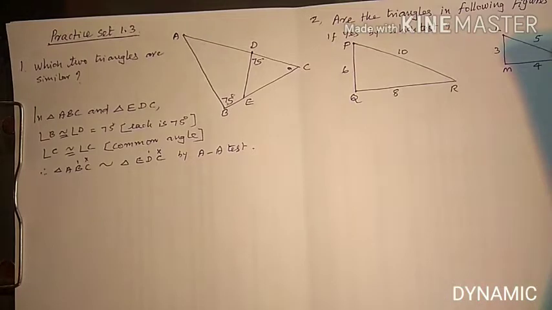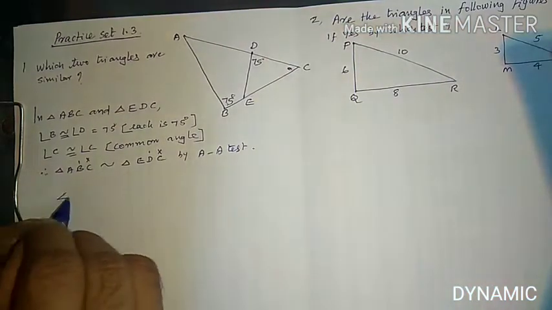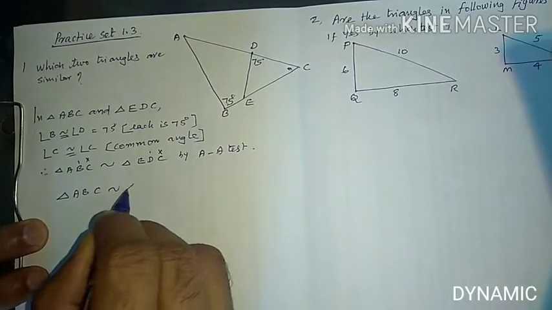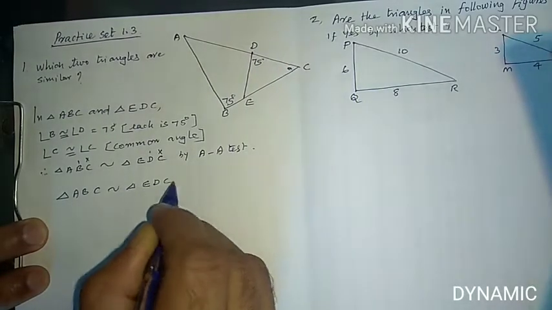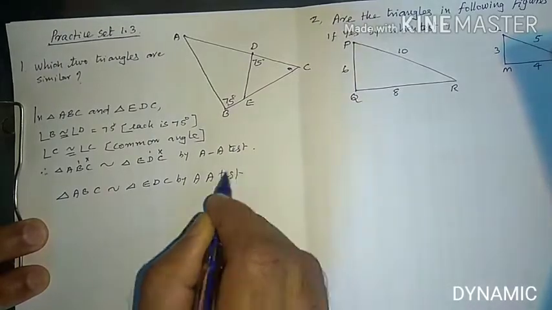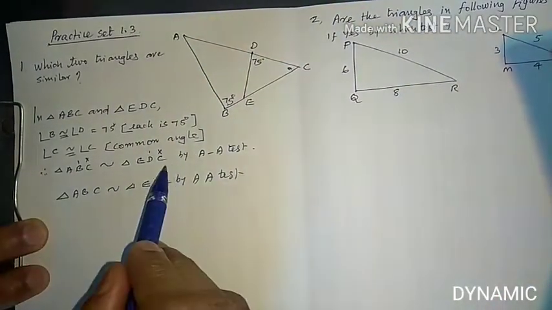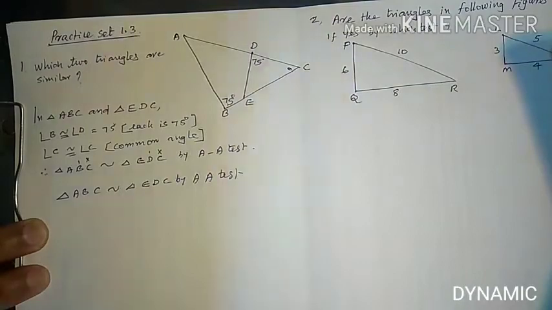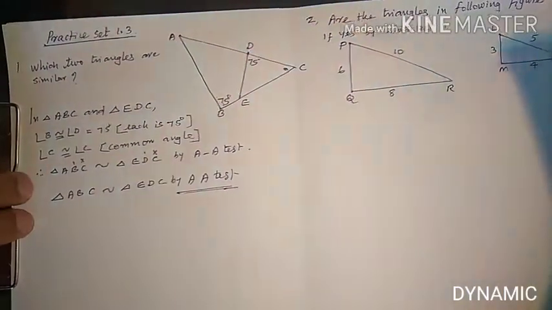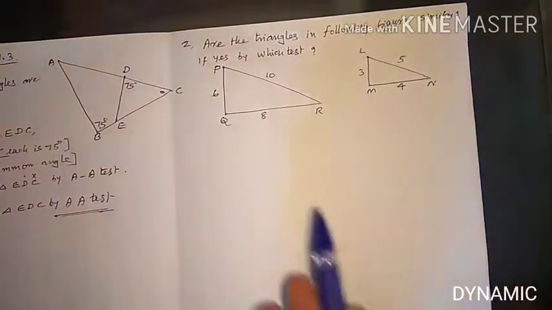Then they are also saying, write the similarity of these two triangles. That's what we are writing: triangle ABC is similar to triangle EDC by AA test. They are telling which test. Triangles are similar, by which test? This is by AA test. This was question number 1. Now we do question number 2.